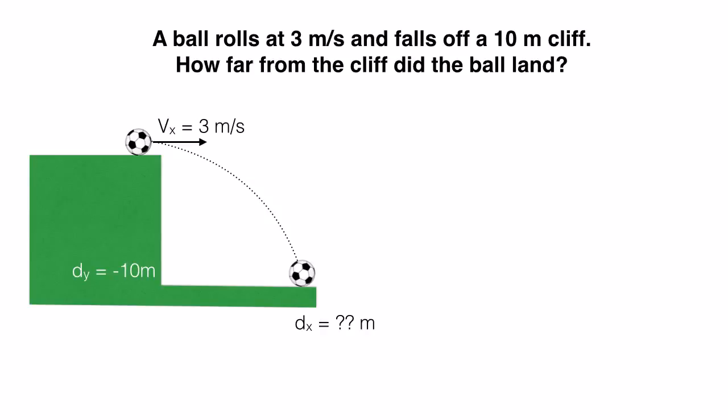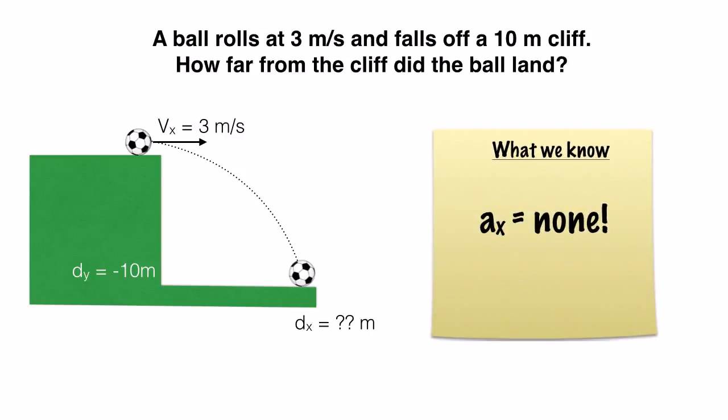The first thing we do is draw a picture stating the obvious information given to us in the problem, such as the initial velocity in the x is 3 meters per second and the displacement in the y was 10 meters down, or negative 10 meters. Now, there's some other information that we need to extract from this. One of which is our acceleration in the x is going to be 0. It's a constant velocity. Nothing's accelerating it in the x direction.